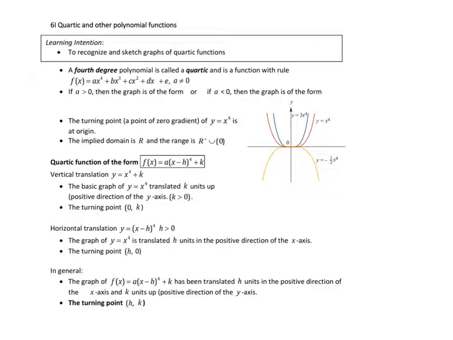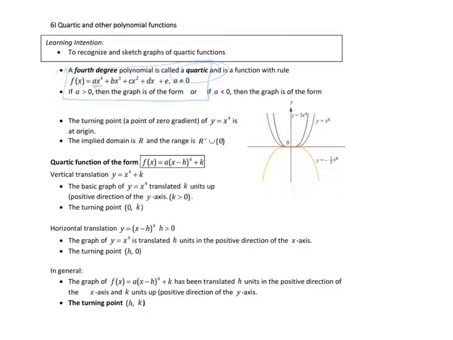This next session looks at being able to recognise and also to sketch a quartic. A quartic has its highest power of x being 4. So x to the power of 4 is the highest power, the 4th degree. So in general form, this is what our rule looks like: ax to the power of 4 plus bx cubed plus cx squared plus dx plus e. So that's the general form for a quartic.